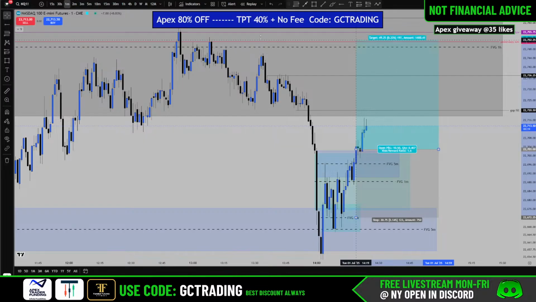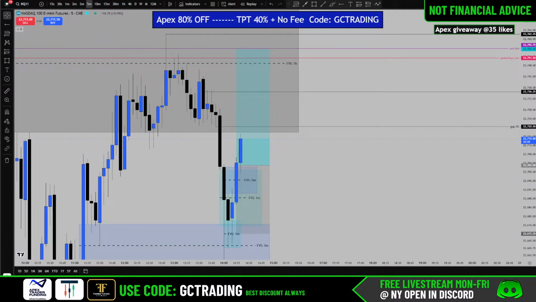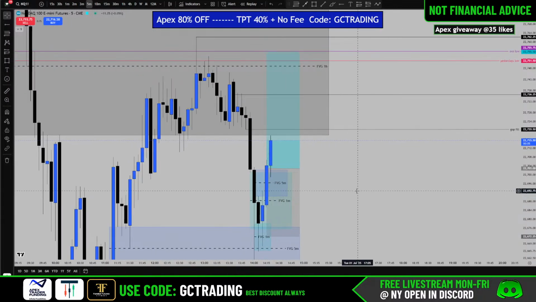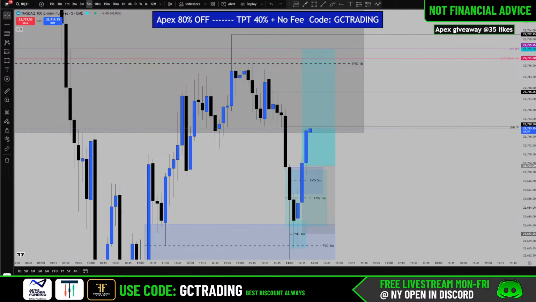Kind of rejecting that gap just a tad. Kind of holding in it. We want to see that continuation, inverse this gap. We got 10 seconds here. Let's see where this candle closes. All right, so it looks like we did close above the CE. Very nice close. I like that hold.